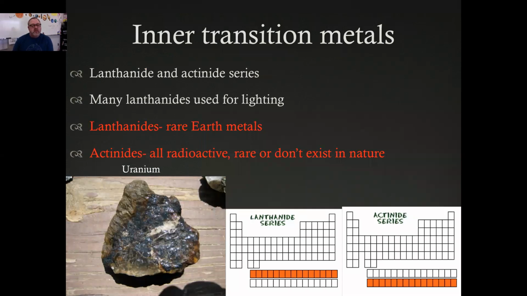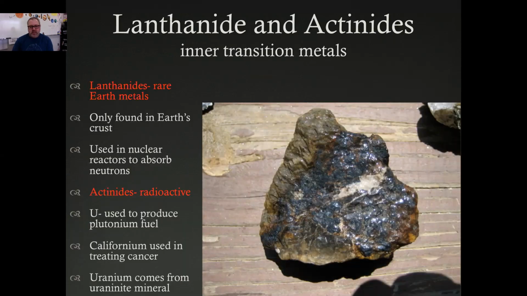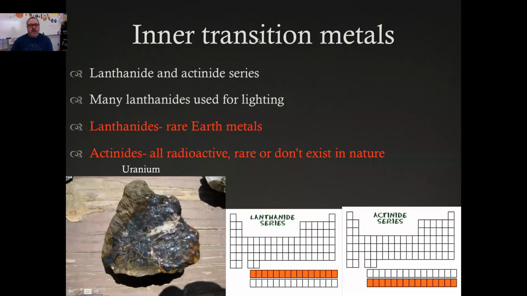They're also I must have duplicated a slide here. Again, they're called inner transition metals, the lanthanide and actinide series. Some of the lanthanides are used for lighting applications. This is kind of nice here because we have the periodic table to look at. So the lanthanide series, and over here we have the actinide series.